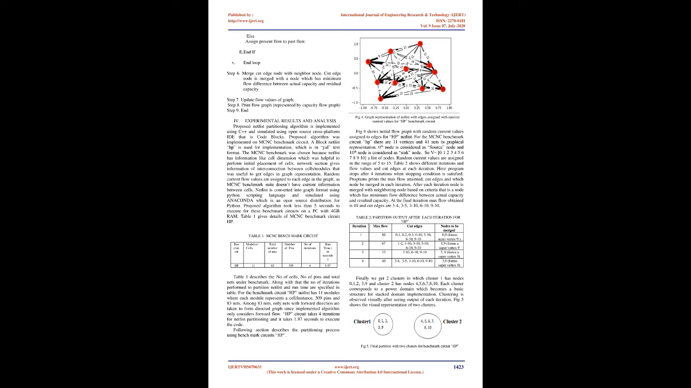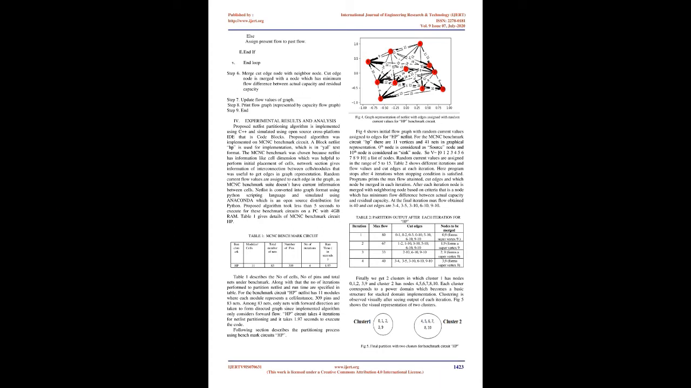C. Print max flow that is obtained in ith iteration. D. If present flow is not equal to 0 and greater than past flow, then print max flow attained and terminate program. Else assign present flow to past flow. E. End if. End loop.